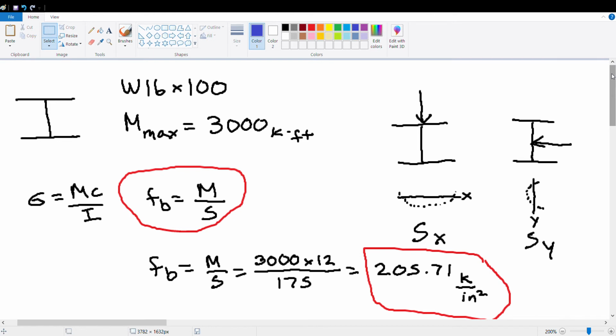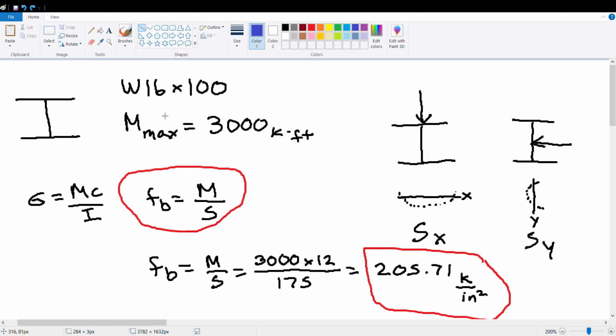Let us do a continuation of the previous problem I did where NCS was nice enough to give you the beam, which is a W16x100. They gave you the max moment, which is 3000 kip-foot, and they just said, find the maximum bending stress. Now we have two equations. We use this first equation, the bending stress F_b equals the moment over the section modulus.